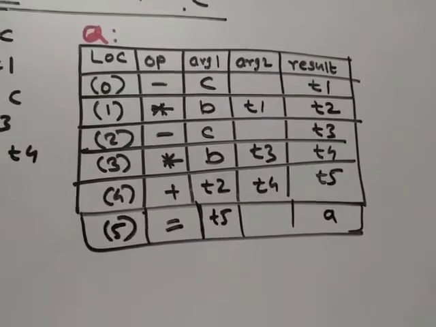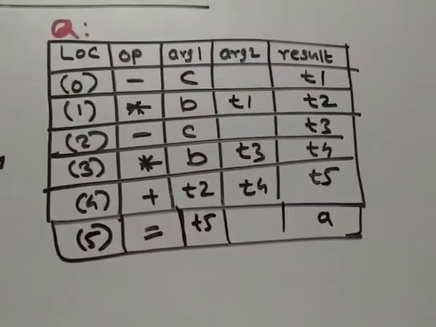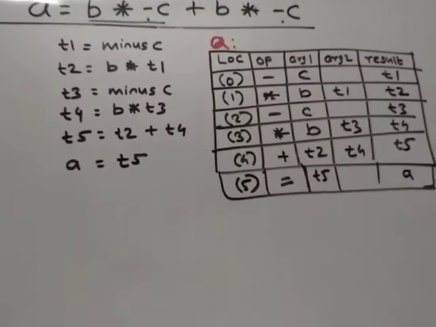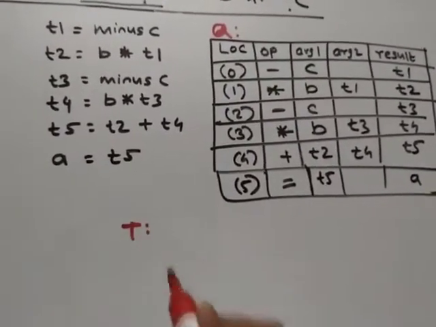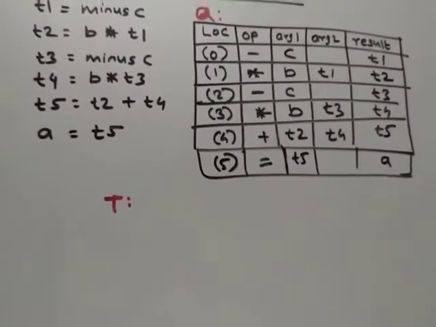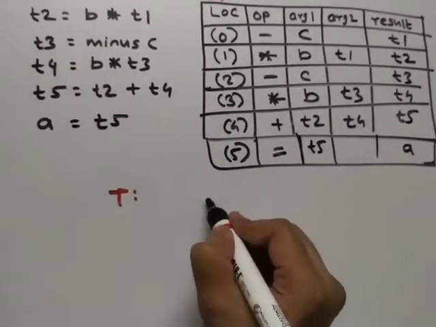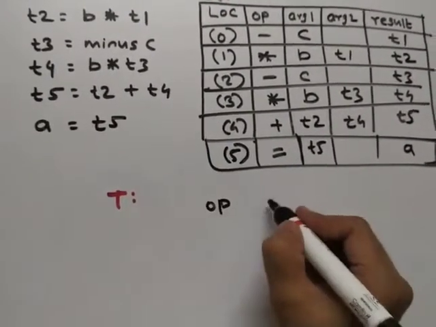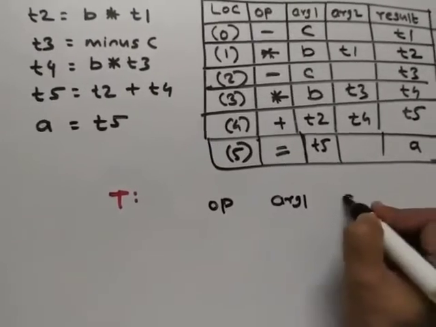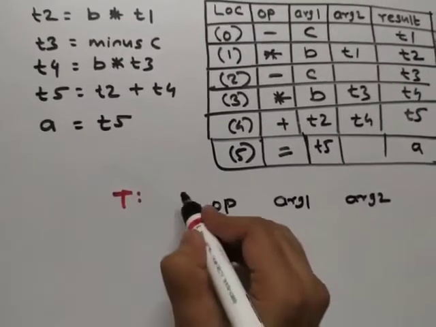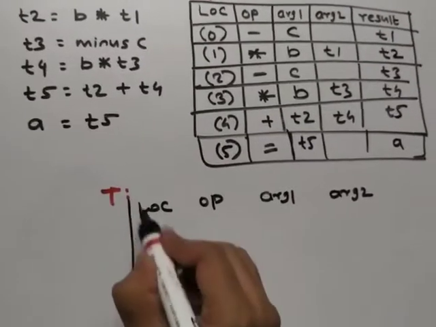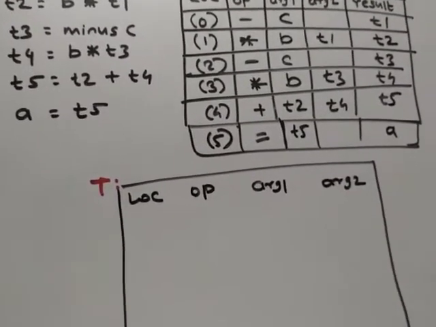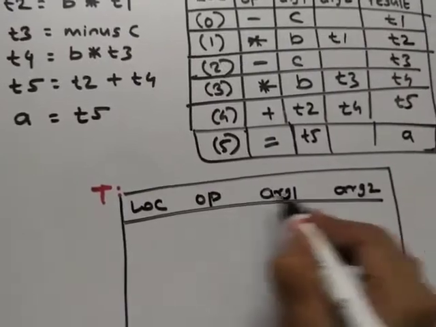Now we will see in what way the triple can be obtained. For the triple we require only 3 columns. So the triple will have the columns operator, argument 1 and argument 2. So only 3 columns are needed, and the special column that we are adding is the location. So in this way just prepare the table.